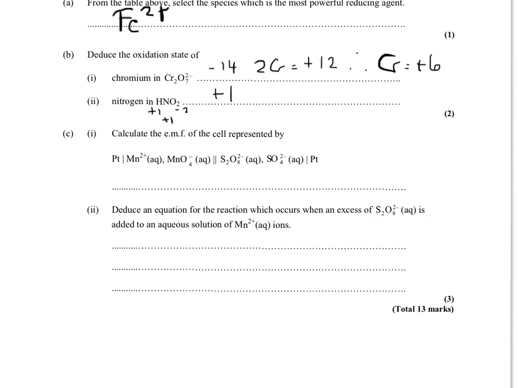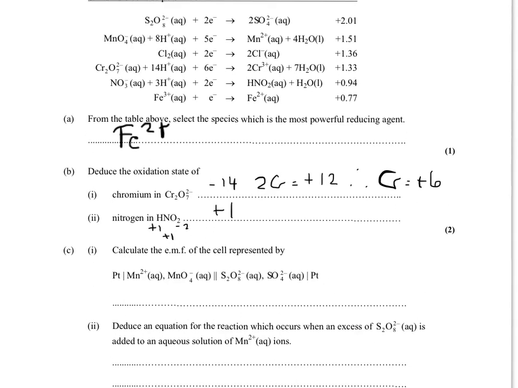Then it says calculate the EMF of the cell represented by that, so we've got to look at the two electrode potentials. So we've got Mn2+ and MnO4-, that one's this one here, so that's +1.51. And we've got to take the electrode potential of this one away, so S2O8 2-, that's the top one, which is +2.01. So that equals 0.5. That's the difference between them. We've just got to think about whether this is positive or negative. Just got to think about the polarity of the right-hand electrode. The right-hand electrode is more positive than the left-hand electrode, and therefore this is a positive EMF.